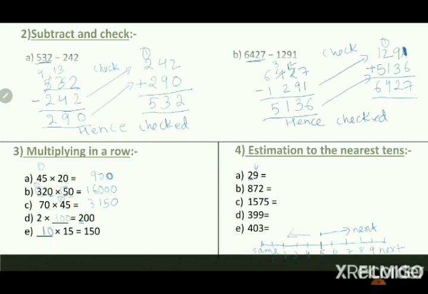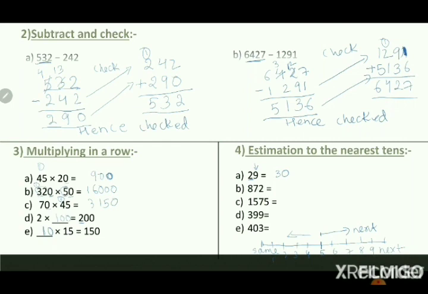So here 9 is more than 5, isn't it? So it will go to the next tens. The next tens after 29 will be 30. The greater tens it will go to. So 29 will become 30. Let's see the second one.